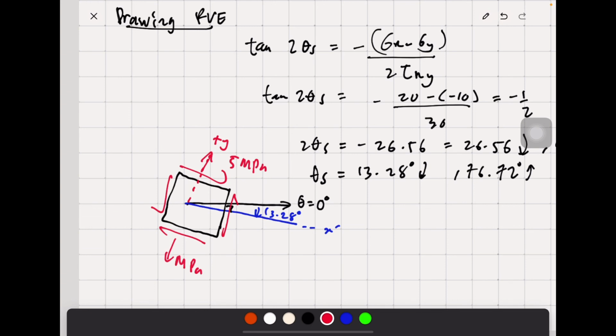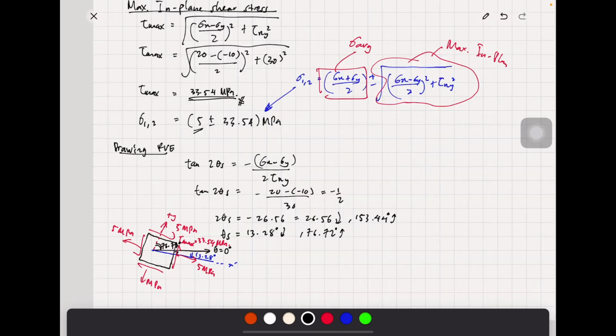on x and y directions, they are equal, 5 megapascal, and the tau maximum is equal to 33.54 megapascal. Now we have pointed the 13.28 degrees, one of the angles, and the second angle is this 76.72 degrees from the theta equals 0 degree line.